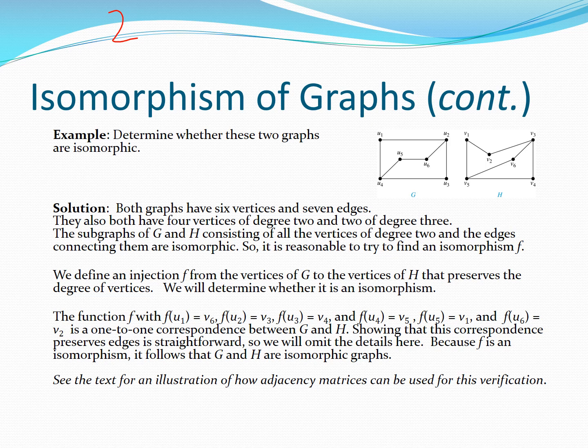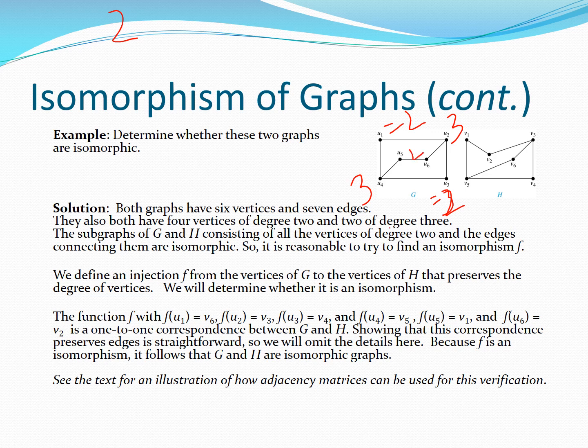The next thing is you want to find the degree of each vertex in G and list it, find the degree of each vertex in H and list it, and then try to find a one-to-one correspondence. So here what do you have? U1 has a degree equal to 2. U3 also has a degree equal to 2. U4 has a degree 3. U2 has a degree 3. And then U4 and U6 both have a degree 2.